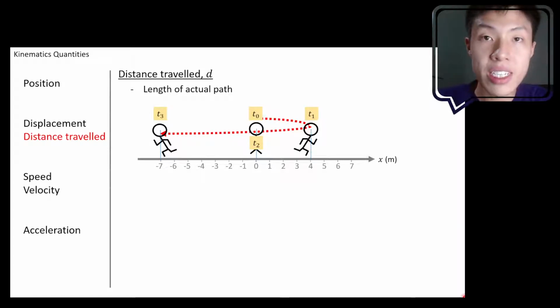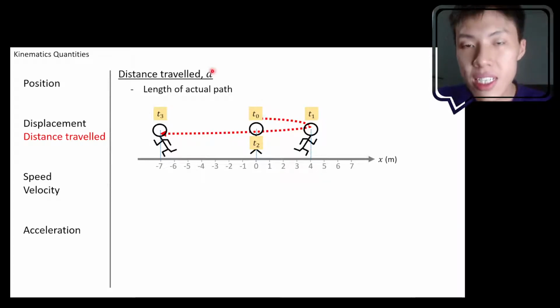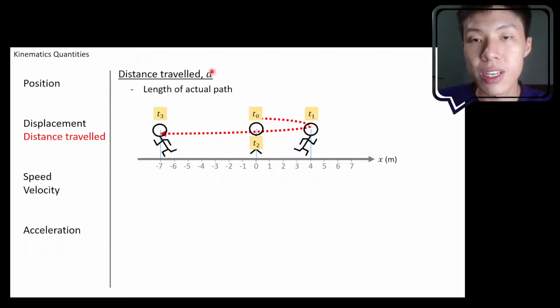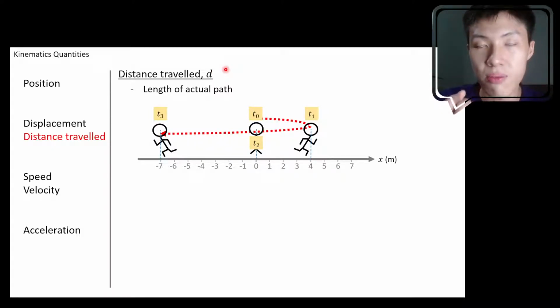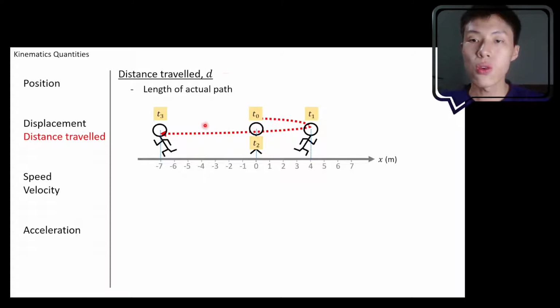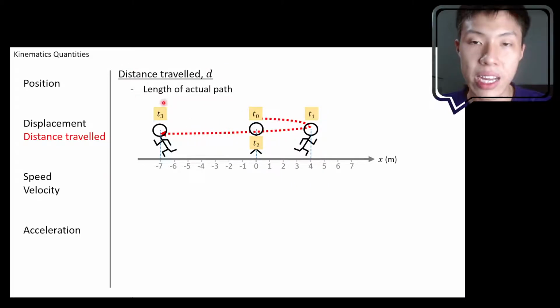Let's talk about distance travel. As you can see here, distance travel is represented by the symbol d, and there's no right arrow sign on top, so it means this is not a vector quantity, it is a scalar quantity. So we know it's a scalar quantity, that means it only has magnitude, it has no direction involved. Okay, so we say distance travel is the length of actual path.